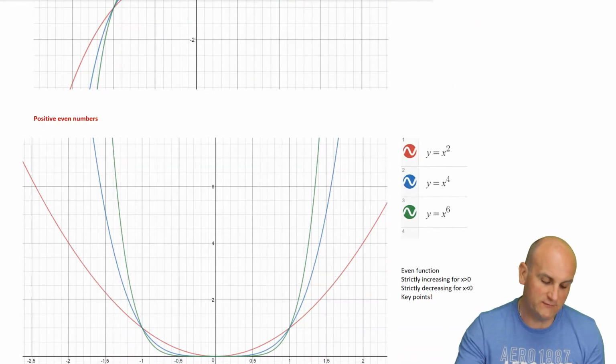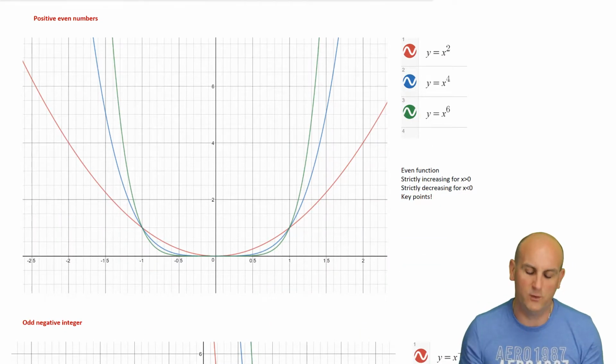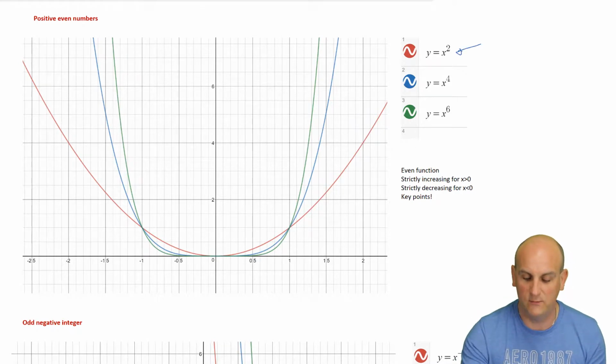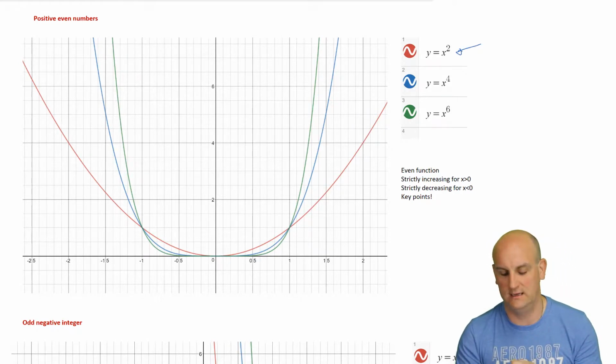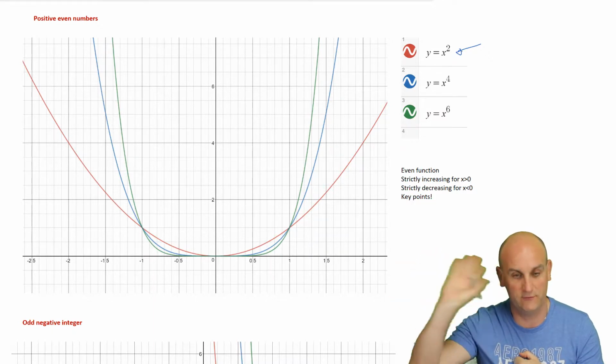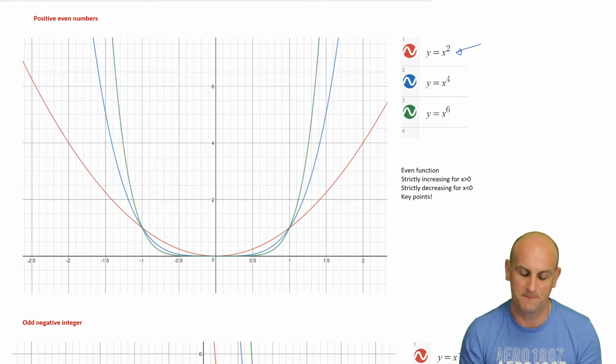What about positive even numbers? Well, here we go. Wonderful. Well, we already know this graph here. Again, we would suggest we are intimately acquainted with it. And my mind is just going off on tangents I don't even need to think about.